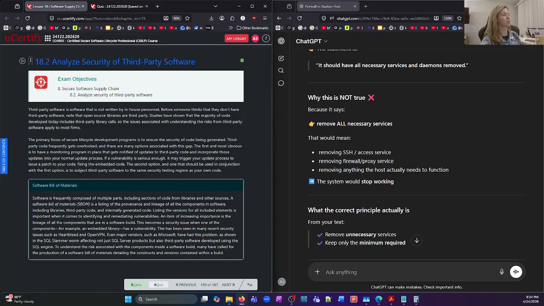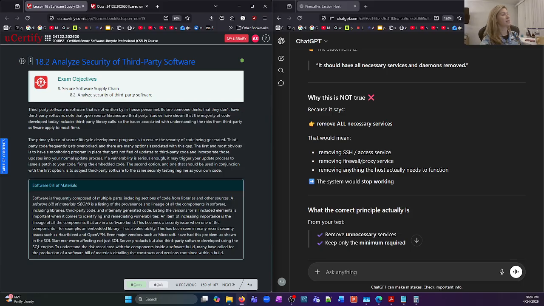Fixing the embedded code, the second option, and one that should be used in conjunction with the first option, is to subject third-party software to the same security testing regime as your own code. Software bill of materials that I mentioned earlier.